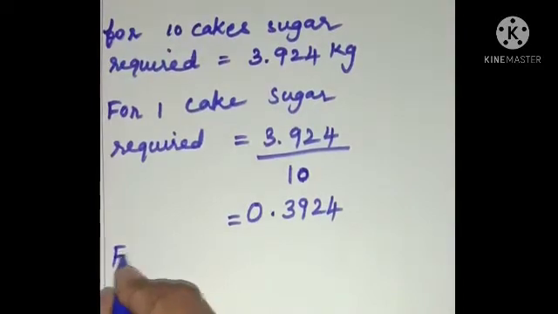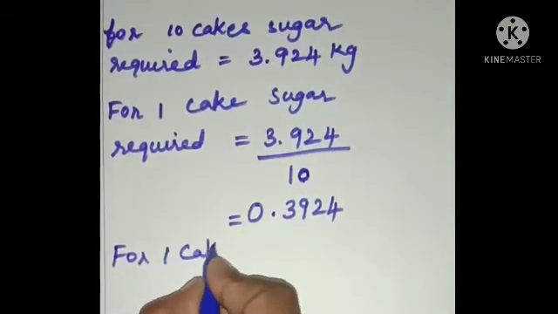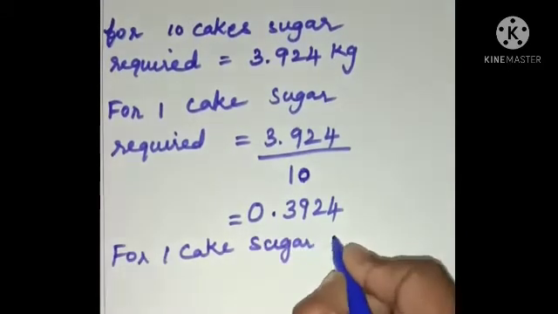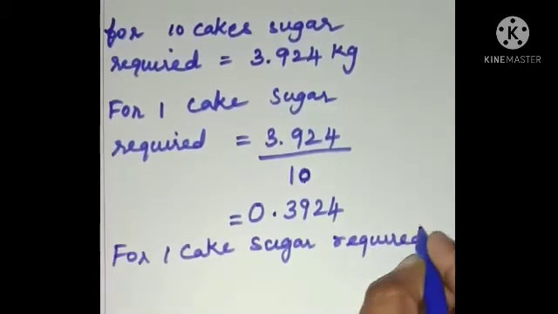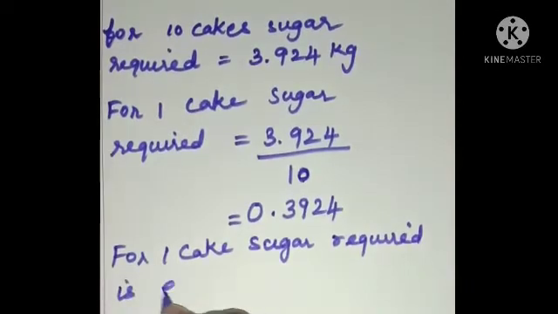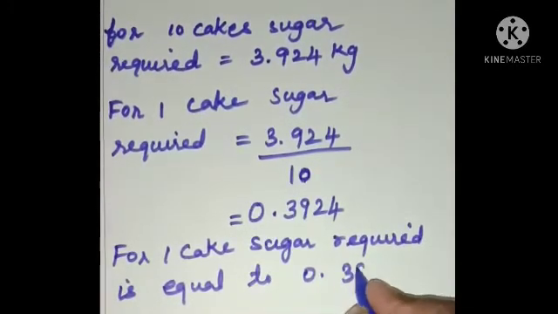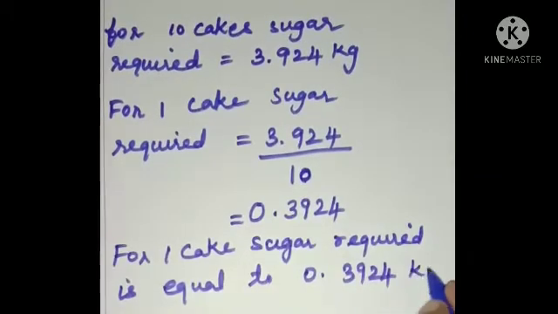So for one cake, the sugar required is equal to 0.3924 kg.